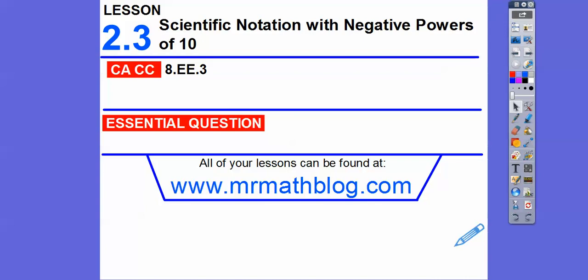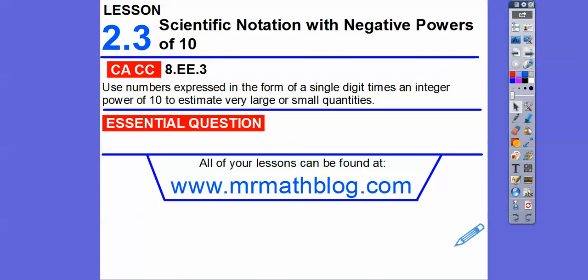Hey folks, this lesson is scientific notation with negative powers of 10. In the last lesson we did positive powers of 10, all numbers that were big numbers. These are going to be small numbers, all numbers that are less than 1. So same Common Core strand for our teachers here. And then how can we use scientific notation to express very small numbers?